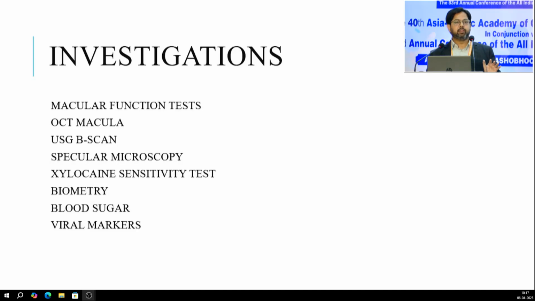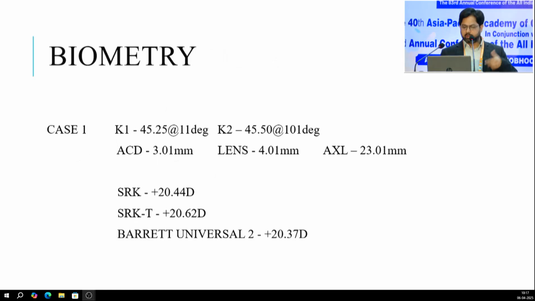And biometry. Many a time what happens is the biometry is being done by residents, although the number of cases is more done by the consultants. And we don't pay good amount of respect and the time to biometry which is required. So we need to have some basic understanding of biometry. So let's do that scenario wise.